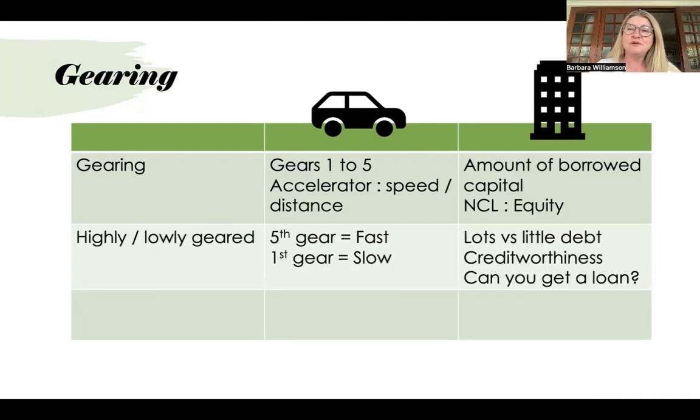If you are saying that the business or the car is highly or lowly geared, for the car, the 5th gear is fast on the freeway, 1st gear is slow pulling out of your driveway. For a business, if a business is highly geared, it means there's a lot of debt. There's lots of borrowed money in the long term. If they are lowly geared, we say there's only a little bit of debt because there's only a little bit of borrowed money going into this equation.